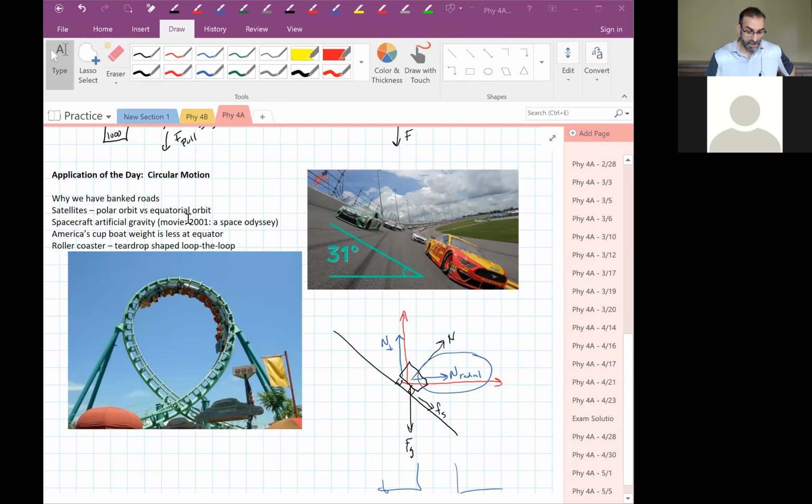Applications, circular motion. So we're talking about banked roads, a common problem in physics books. As I said, usually in the physics book, you'll see it without friction. It makes it a little simpler to go through the thought process there.